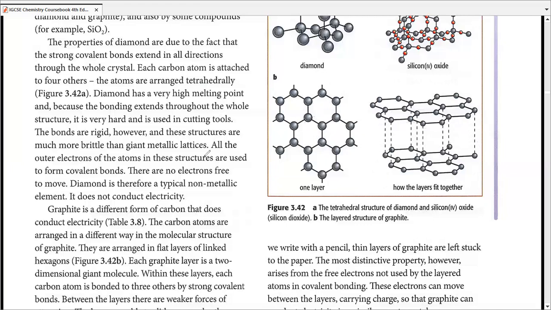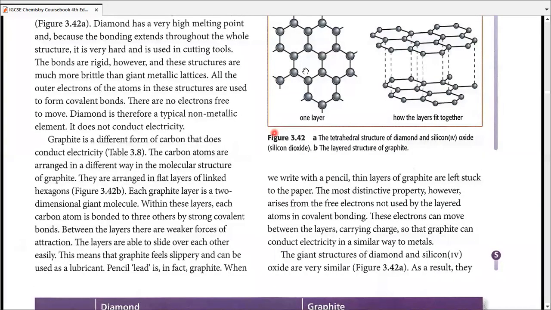Okay. So what happens is that we have a molecular structure. It's flat layers with linked hexagons. Each graphite layer is actually a 2-dimensional giant molecule. Within these layers, the carbon atoms are strongly covalently bonded to 3 other carbon atoms. And what's happening is that in between the layers, there are weaker forces of attraction. The layers are able to slide over one another very easily. That is why graphite feels slippery. It can be used as a lubricant.